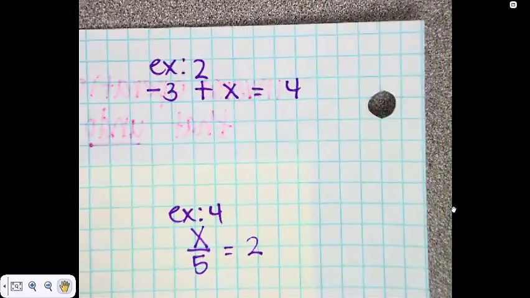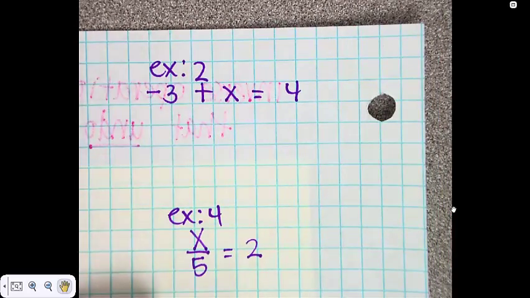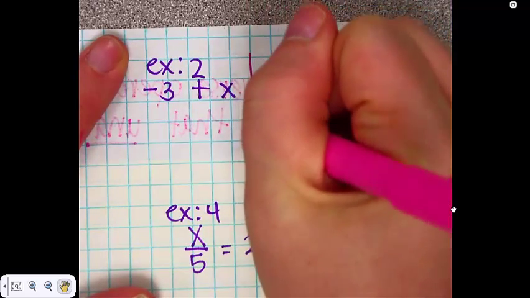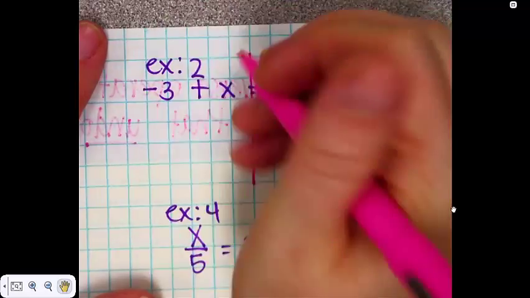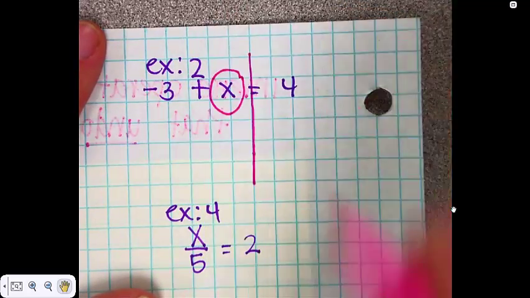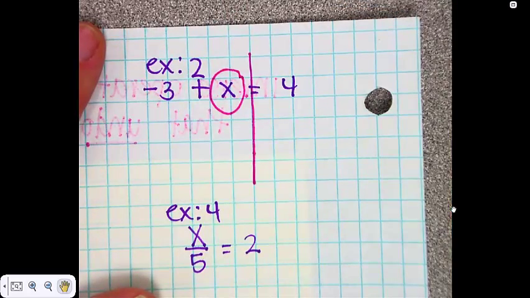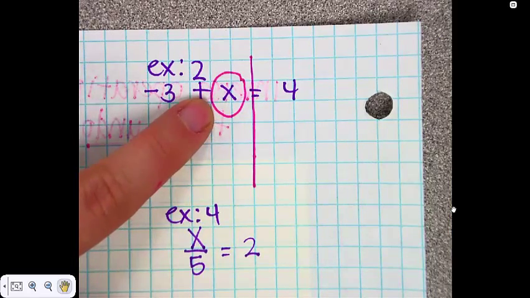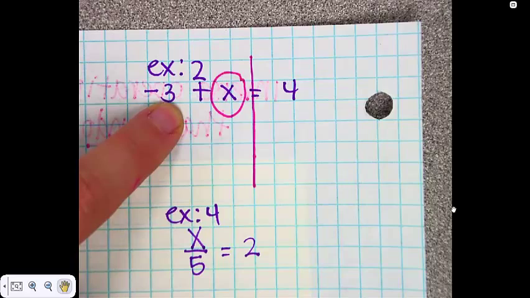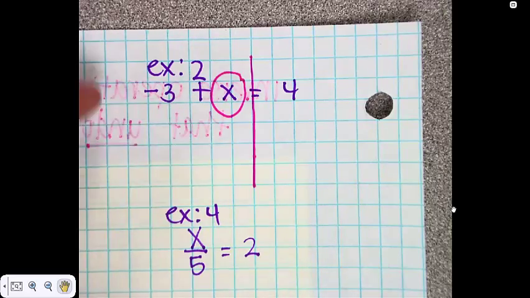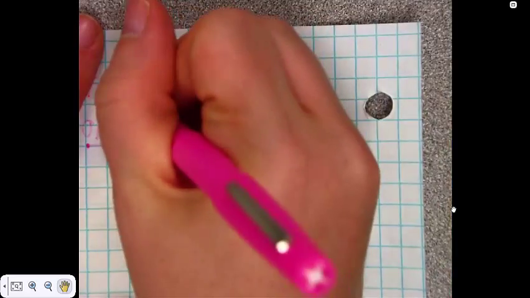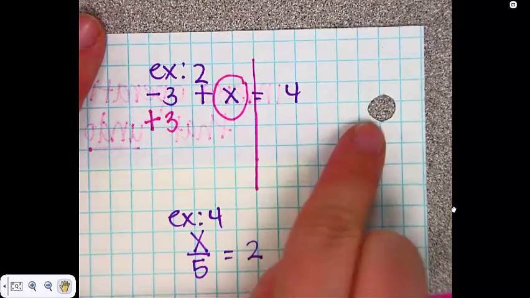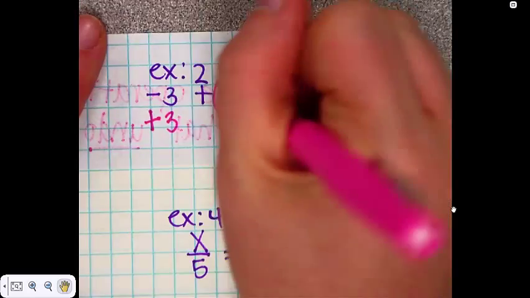Example number 2. I'll give you a second to write it down. Negative 3 plus x equals 4. I always want to draw my line down my equal sign. I'm going to circle my variable. It's right here. I have an x, and then I have a 3. Now this is addition, but remember we said that since this is a negative 3, it's actually a subtraction. So the inverse of negative 3 is going to be positive 3, plus 3. And if I do it on one side of the equation, I have to do it on the other side of the equation.